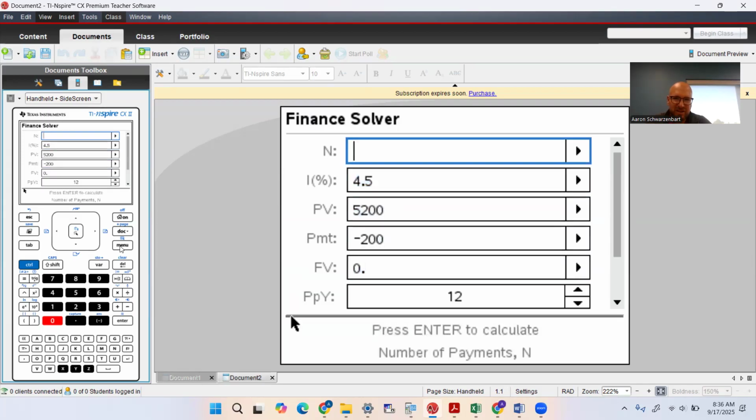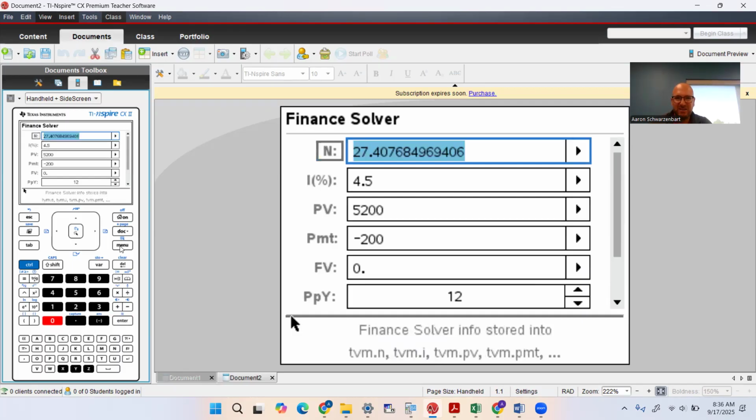It is monthly, and then I scroll up, I didn't even check, those default to 12. I scroll up to the N, I hit enter, and it is 28 months.